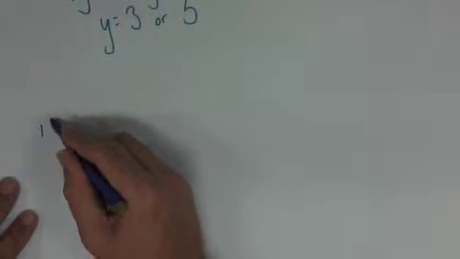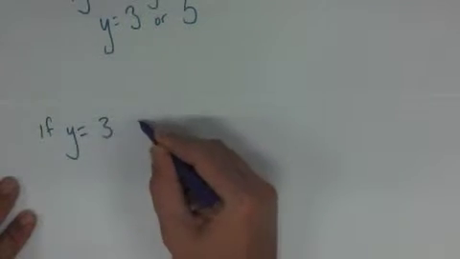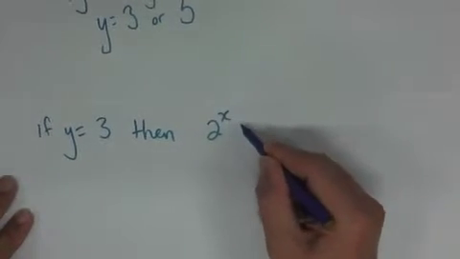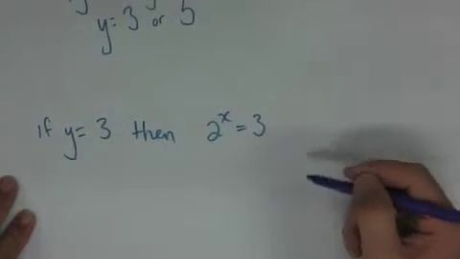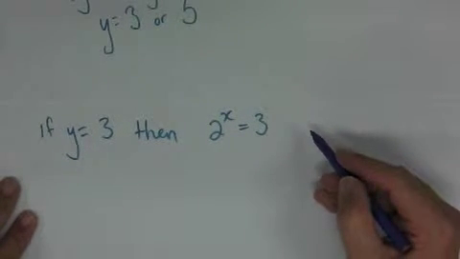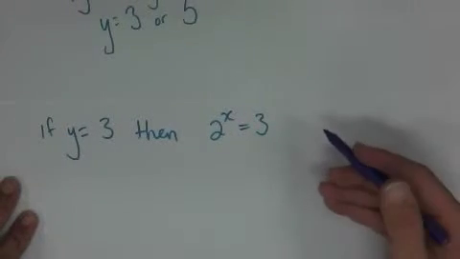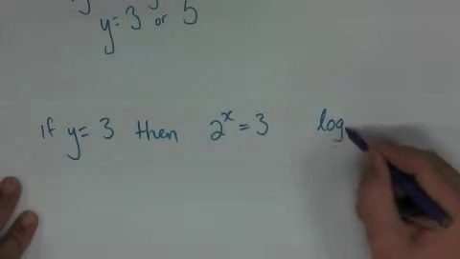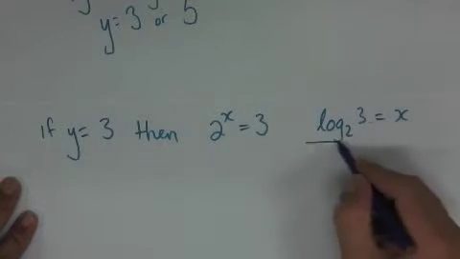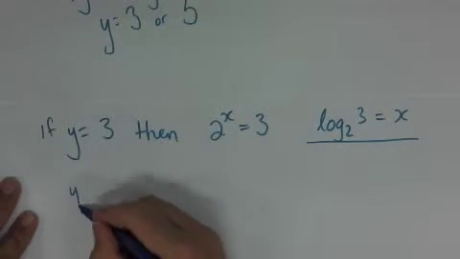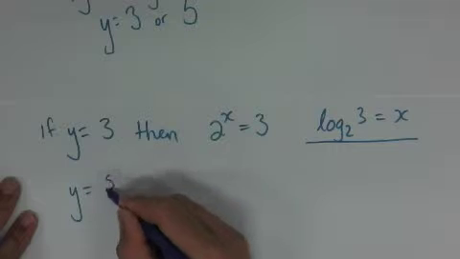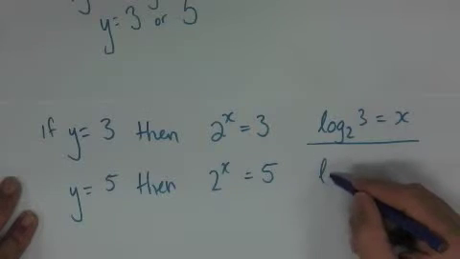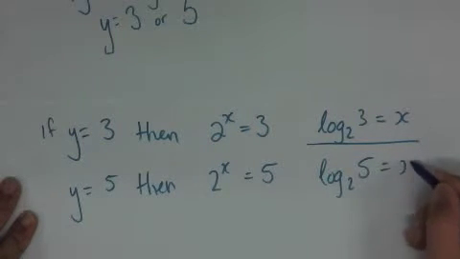I can say if y is equal to 3, then using my substitution, I had that y was equal to 2 to the x. 2 to the x is equal to 3. And then solving that using my exponent form to log form conversion, a to the x is equal to b would mean that this was log to the base 2 of 3 is equal to x. And that's it solved for x. Likewise, if y is equal to 5, then 2 to the x would be equal to 5. And so log to the base 2 of 5 would be equal to x.